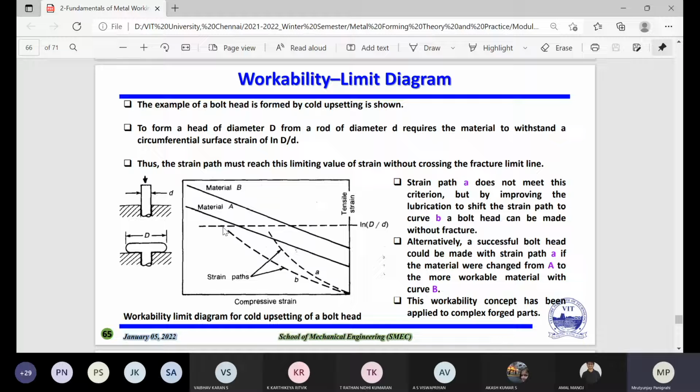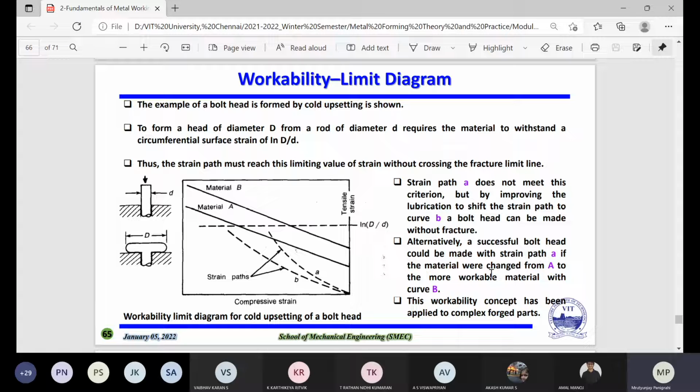So if you feel that this experiment is going wrong and there is no meaning now, rather than stopping it, you can do some rough estimation, or just play with your mind: if I add this, or do this, or change this parameter, what will happen? Because of course this experiment is not going well, you will not find any result from it, so you can play with that. So what I mentioned here: the strain path a does not meet this criterion, but by improving the lubrication to shift the strain path to curve b, a bolt head can be made without fracture. That means if strain path a is not good because it is not reaching the line, but if I change the lubrication or some other thing, and shift to strain path b, probably I can get that. Right?